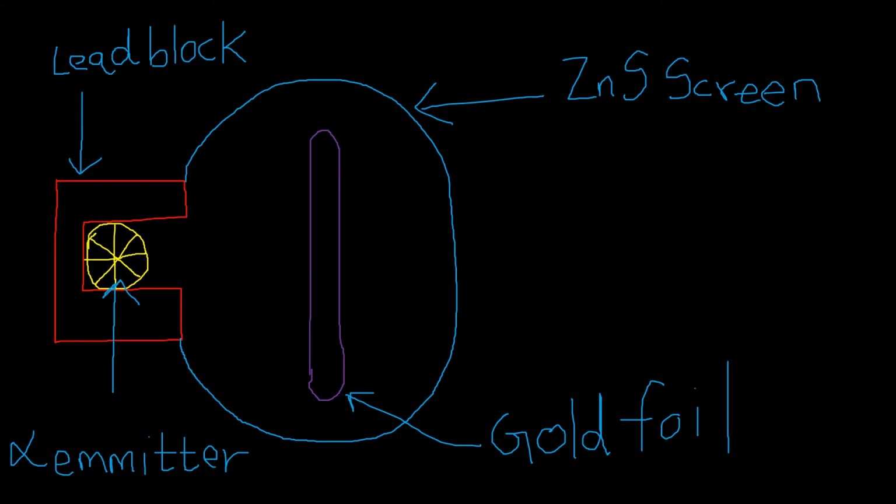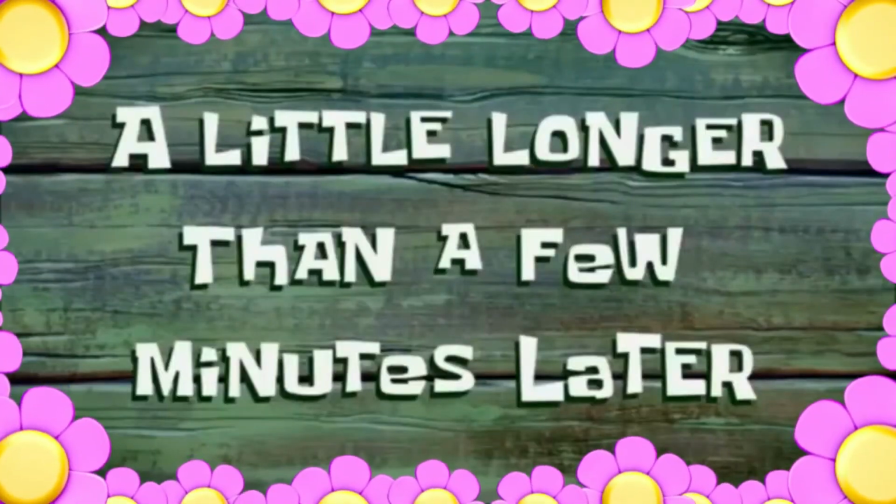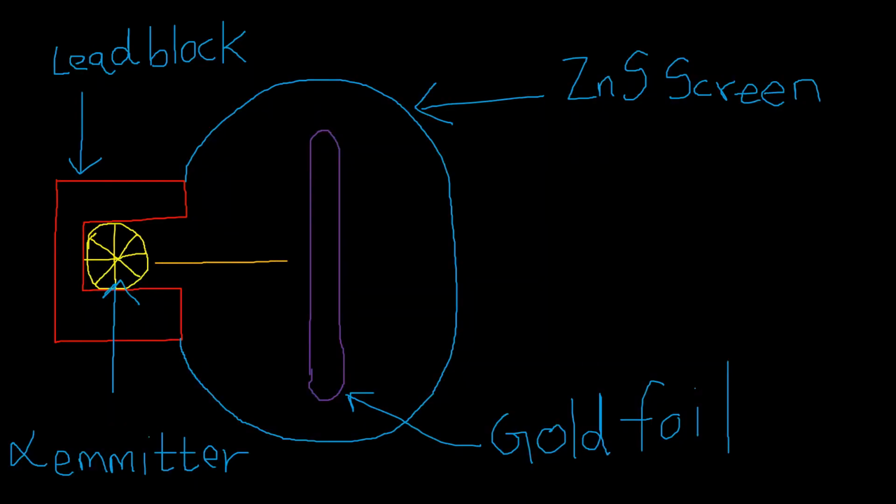So, as Rutherford planned, the experiment started, and the alpha emitter started to emit alpha particles. The alpha emitter emits radiation in straight lines due to the blockage from the lead block. Here, the rays are sent straight to the gold foil. Pause the video for a moment and think about what happens next.